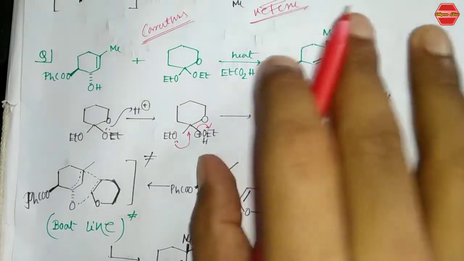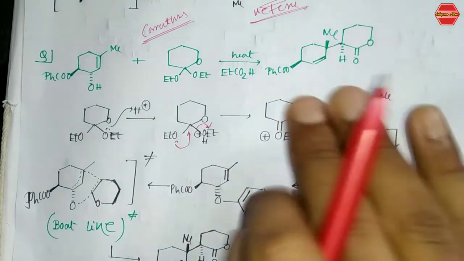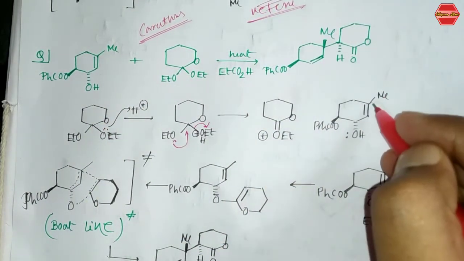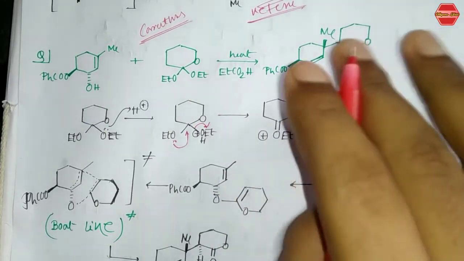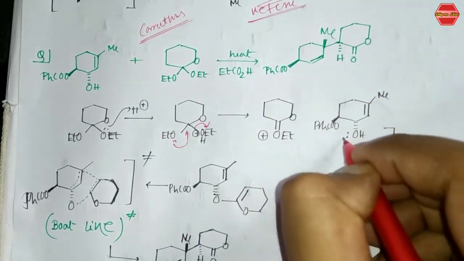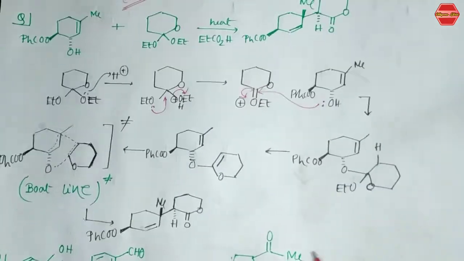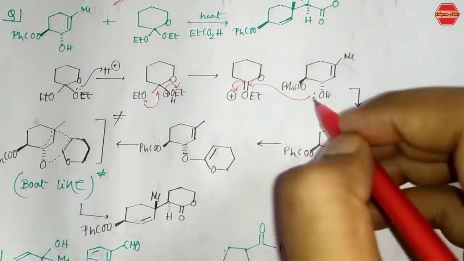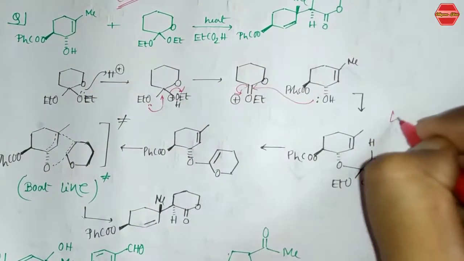So we all know that if this is in the alpha bond, below the plane, then after the rearrangement the bond that forms here will also be below the plane. Now see the mechanism: it will attack over here, it will go over here, so that you are getting this kind of intermediate. So this kind of intermediate is now in the reaction medium.